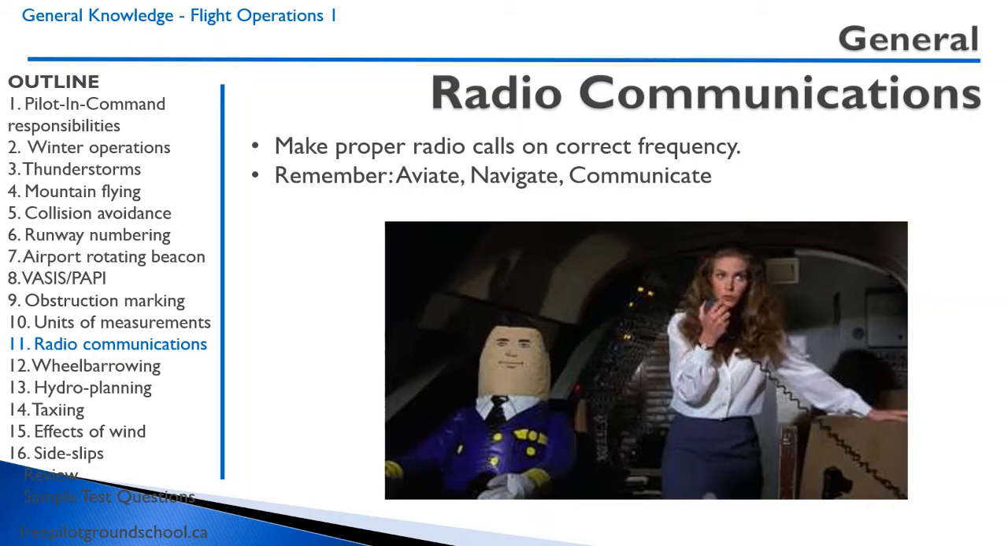By that I mean, we fly the aircraft, make sure it's going where we want it to go, the right direction. After that, we navigate. We make sure that we're going to the correct place where we want to go, and then we communicate. We let air traffic control know what we're doing. Don't let a call by ATC force you into a situation where you're no longer flying the aircraft or you don't know where you're going. Wait to communicate until after you've aviated and navigated, and then you can call air traffic control back.